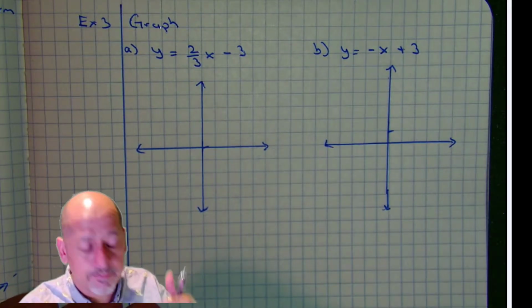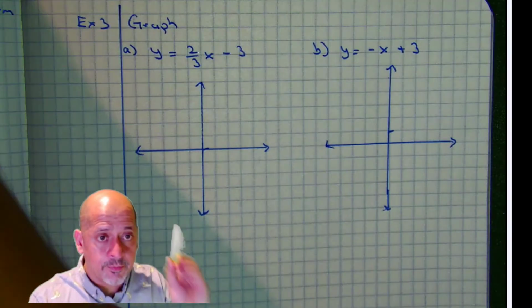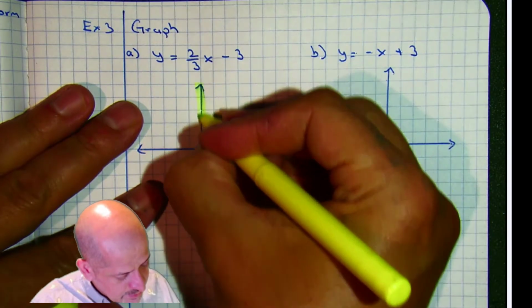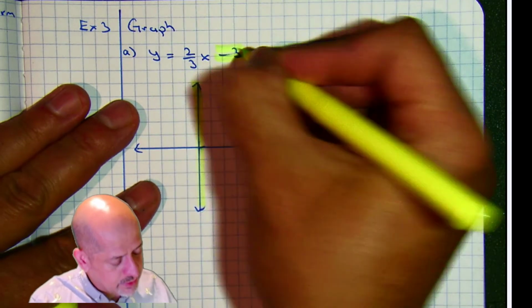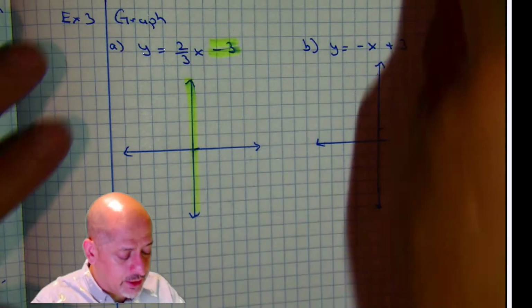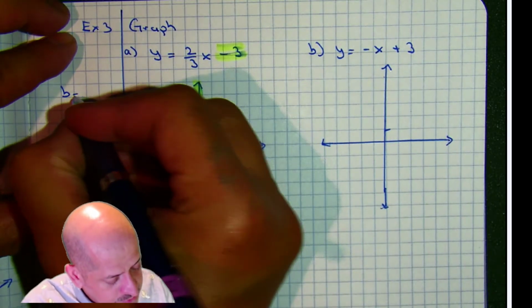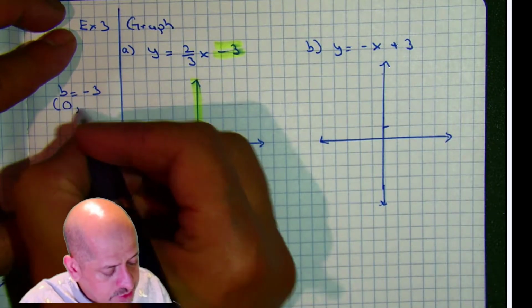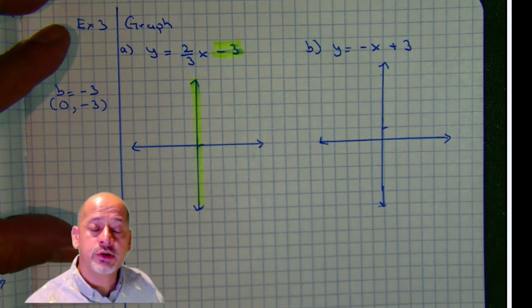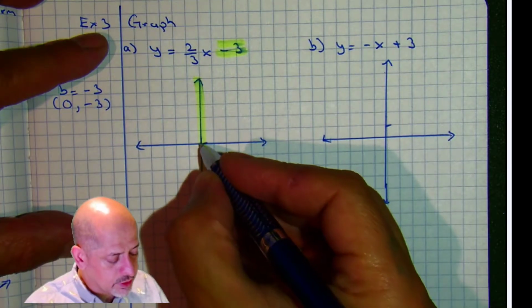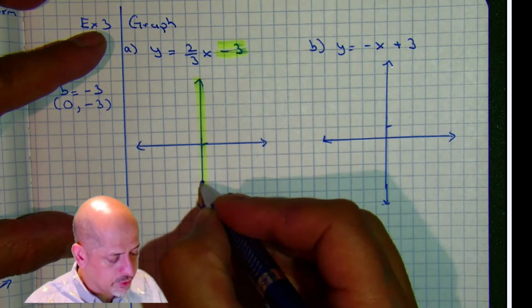Got it? Excellent. So first thing, highlight your y-axis, highlight your y-intercept. So therefore, that is going to be your first point. That is your B. Your B is negative 3, which corresponds to the y-intercept. Your y-intercept is going to be 0, and then your B, which is negative 3. That point is 0, and down 3 is located here.